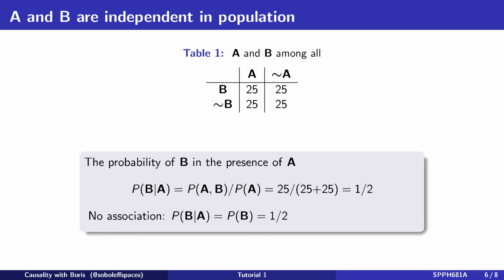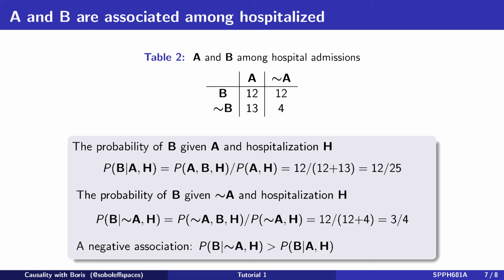They're independent. Let's now show the association between conditions A and B among the hospitalized, denoted here by the letter H. The probability of B, given events A and H, is 12 divided by the sum of 12 and 13, which is 12 out of 25. Almost 1/2. And the probability of B given H and tilde A is 3/4. There you have it. Probability of having condition B is smaller among the hospitalized when condition A is present. This indicates a negative association between them, if you consider only those in hospital.